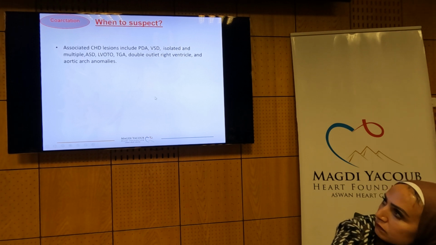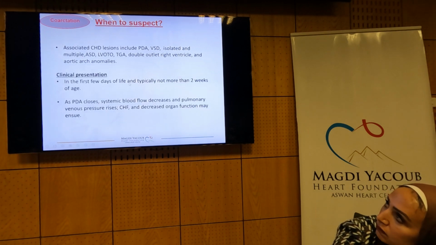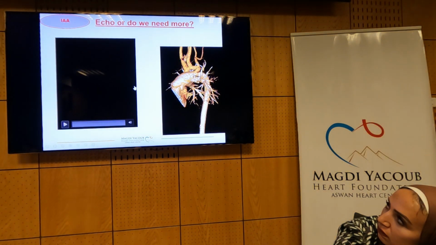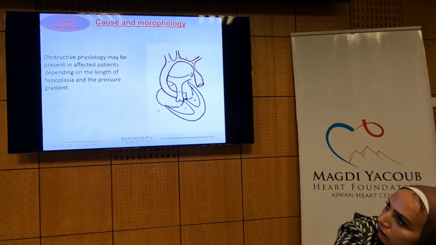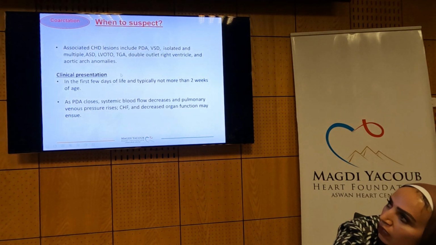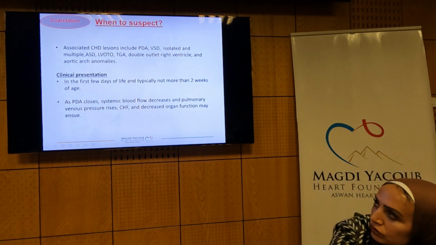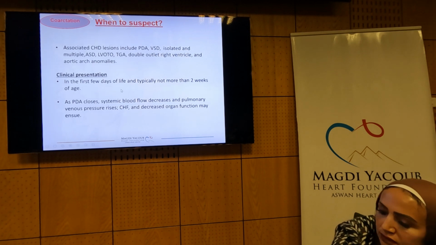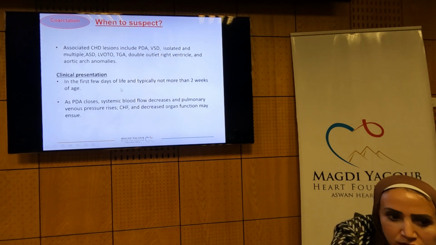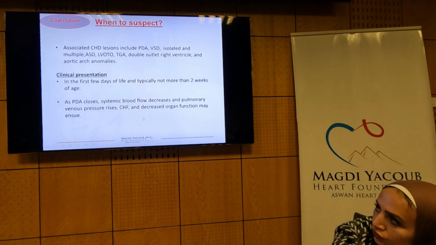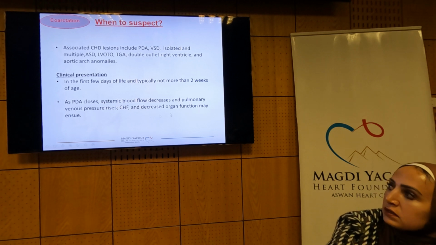Okay, when is it expected? Interrupted aortic arch also comes with other lesions like LVOT obstruction, like in TGA. Usually it presents in the first few days. Actually, it's very rare to find an adult with interrupted aortic arch. So this is pediatric practice.